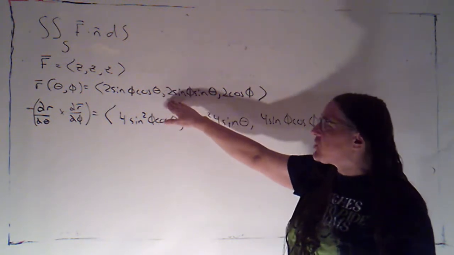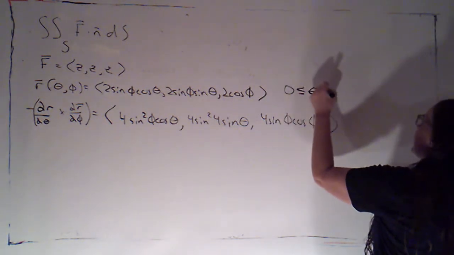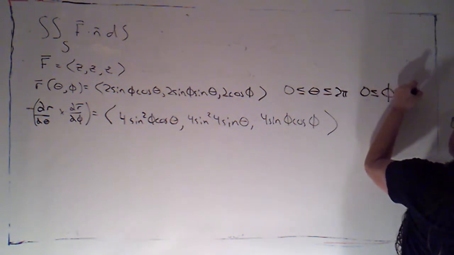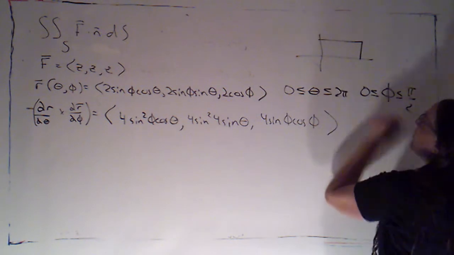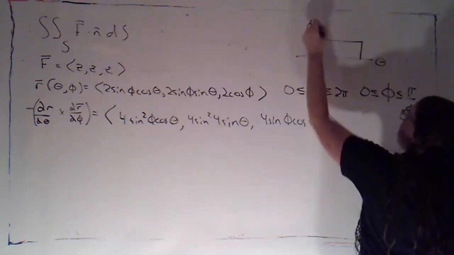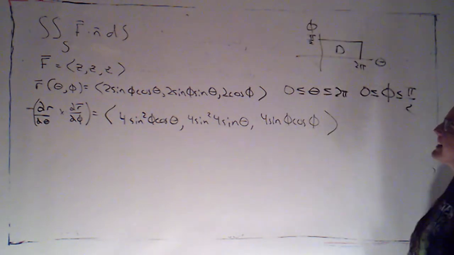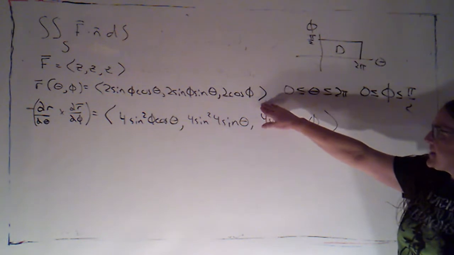We had parametrized, remember, the top part of the sphere. I forgot to write down: theta is varying from 0 to 2 pi, and phi is varying from 0 to pi over 2. So the region that we're integrating over in the theta phi plane is this rectangle right here. We'll call that D. Okay, so we used this parametrization.